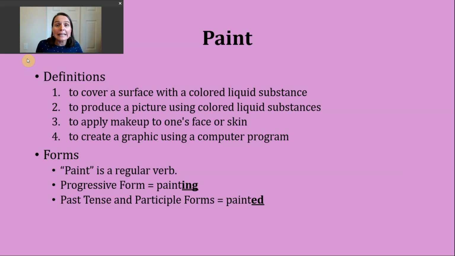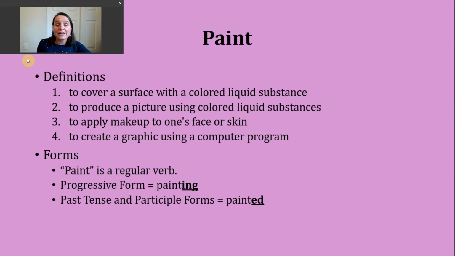A second way you might hear paint used is to mean to produce a picture using colored liquid substances. There are many different substances people can use. Things like watercolors or oil-based paints would be a couple examples.